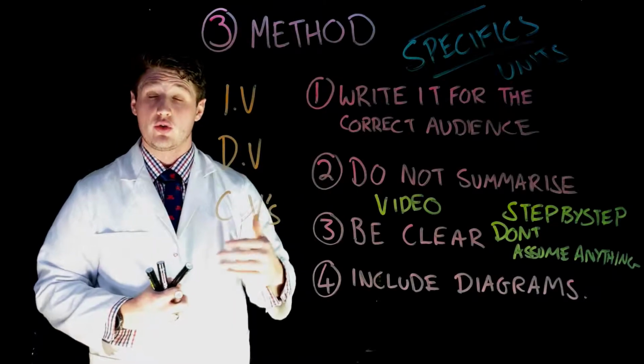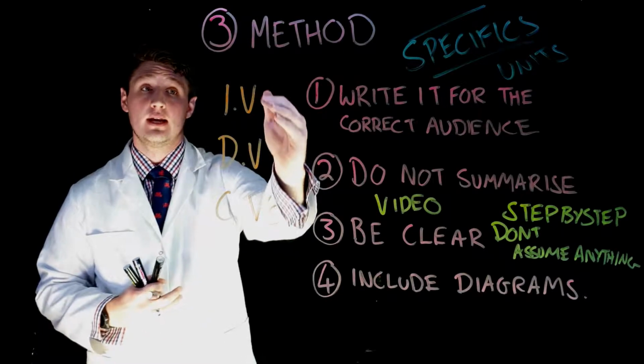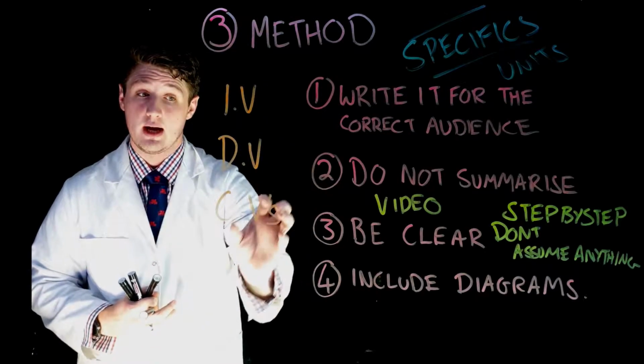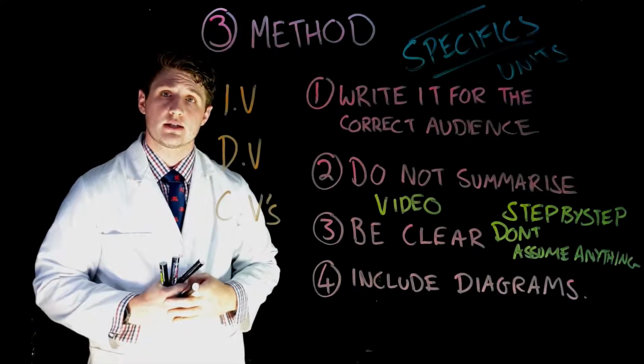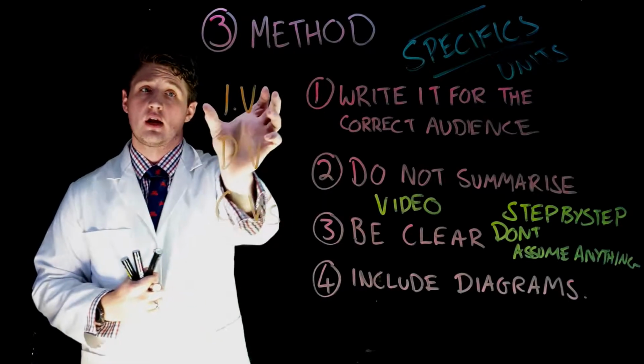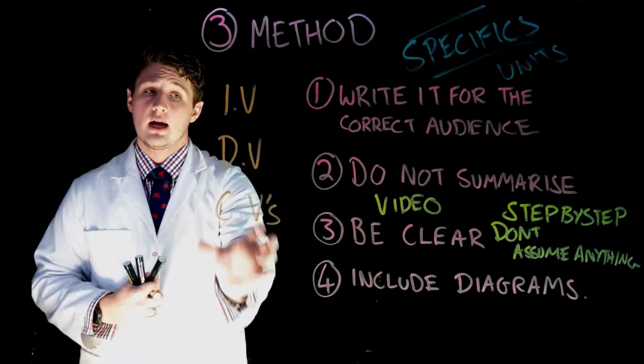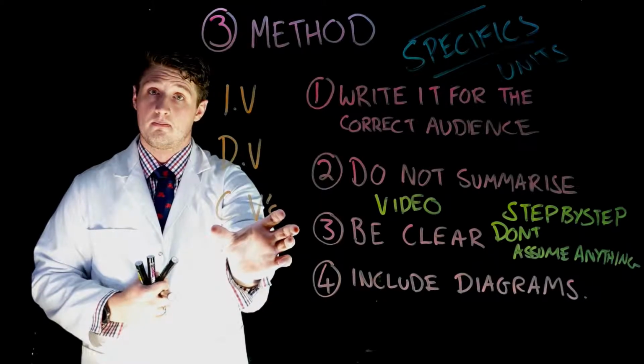And you must include throughout your method your independent variable, dependent variable, and controlled variables. This is why I went through these right at the start, so you know what these are now. The thing I will change, the thing I'm measuring, the things that will stay the same.